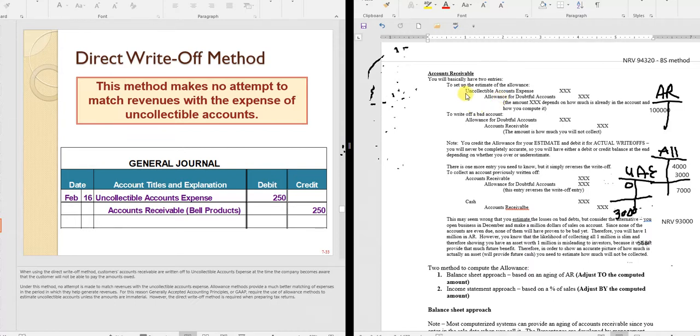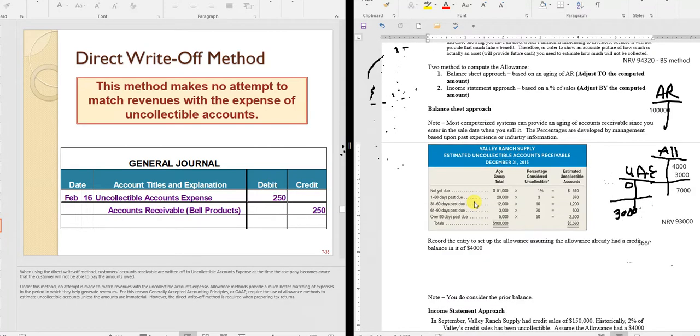So look at this. This one debits uncollectible accounts expense, credits the allowance. When I write it off, it debits the allowance and credits accounts receivable. Squish these together and you'll notice that I credit the allowance and debit the allowance, and I don't have the allowance in the direct write-off. So squish these together and see what you have left. You debit the account uncollectible accounts expense and you credit accounts receivable.